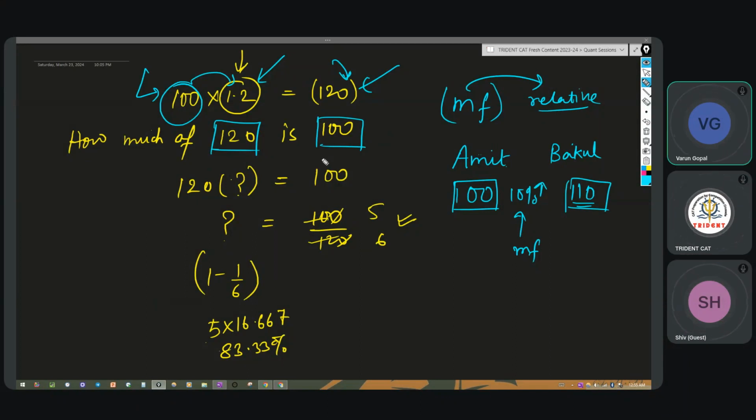No, sir, actually what I was saying is, from 100 to 120, there's a 20% increase. But from 120 to 100, it's not a 20% decrease. Actually, it's about 16.67% decrease. 120 is basically a 20% increment on 100, but the same 20% decrement from 120 does not give 100, because 100 is a lesser quantity.